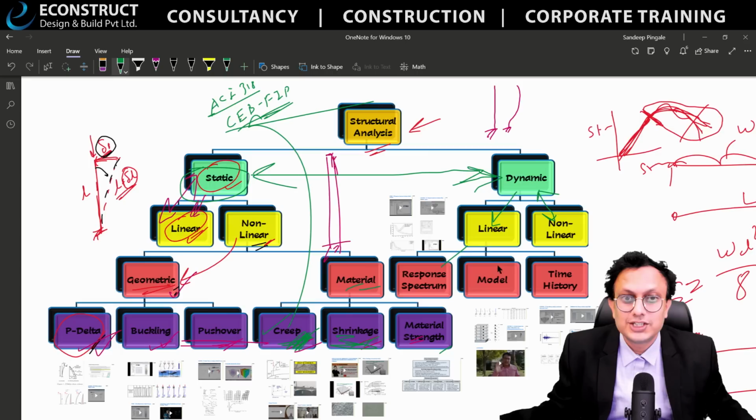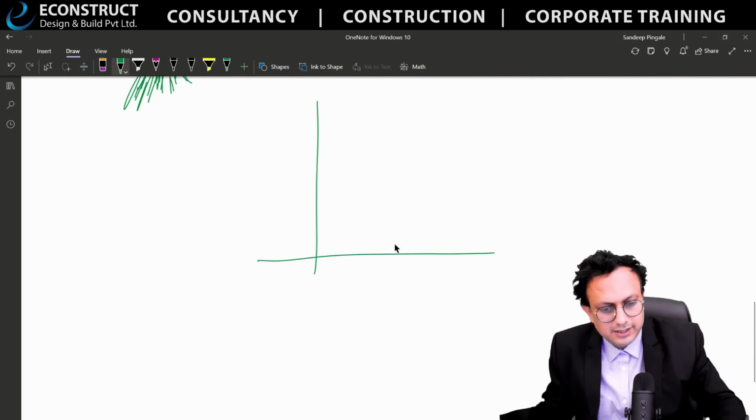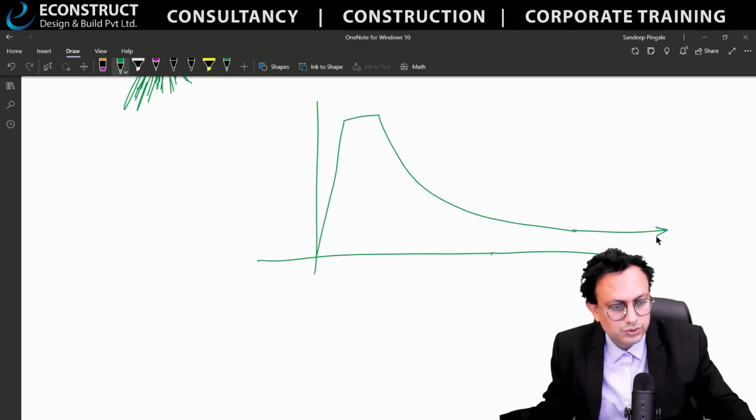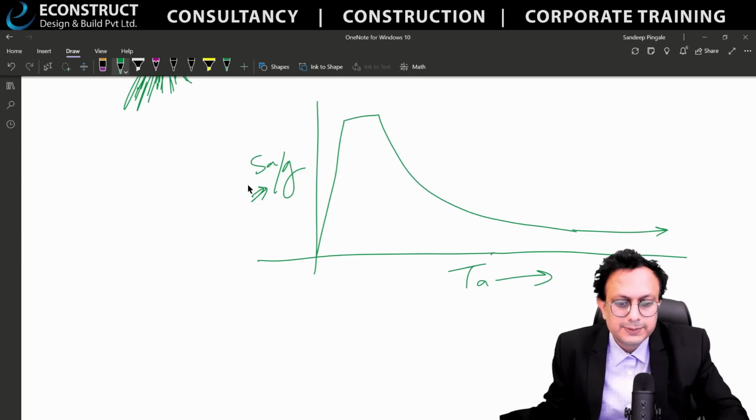Response spectrum analysis, modal analysis, time history analysis. What is response spectrum analysis? There is a spectrum curve actually. Most of you might not know. There is a response spectrum curve like this. It goes to infinity. This is SA by g. This is the time period, the approximate time period. And what is SA by g? Spectral acceleration with respect to gravity.